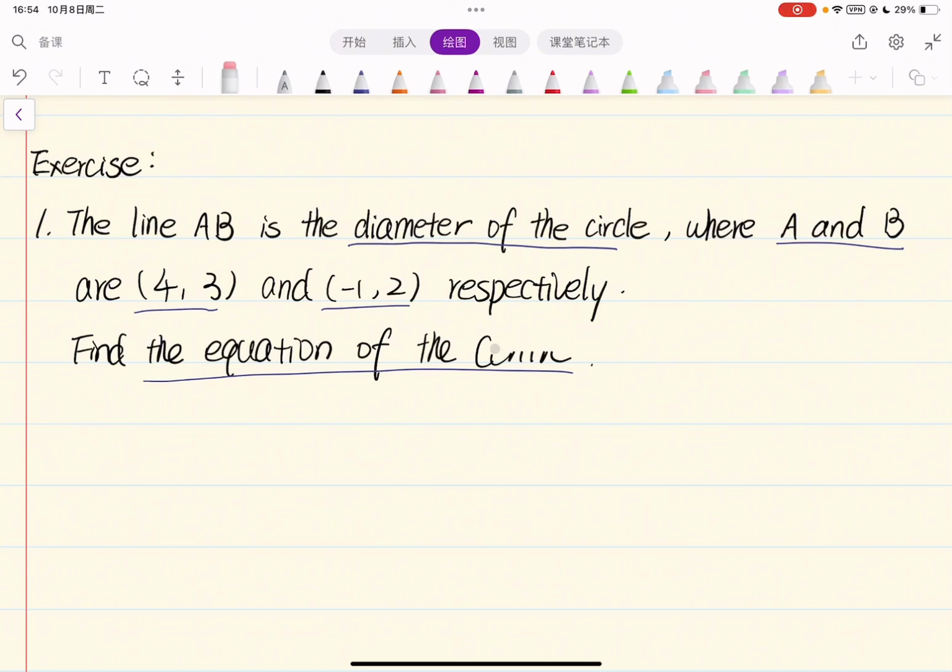Sorry, I read it wrong over here, and it should be circle. So to find the equation of the circle, what do we need to know? We need to know the center and the radius of the circle.